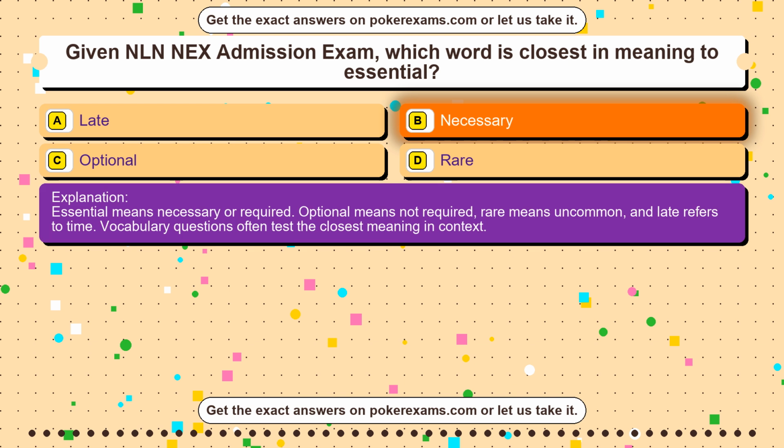Essential means necessary or required. Optional means not required, rare means uncommon, and late refers to time. Vocabulary questions often test the closest meaning in context.